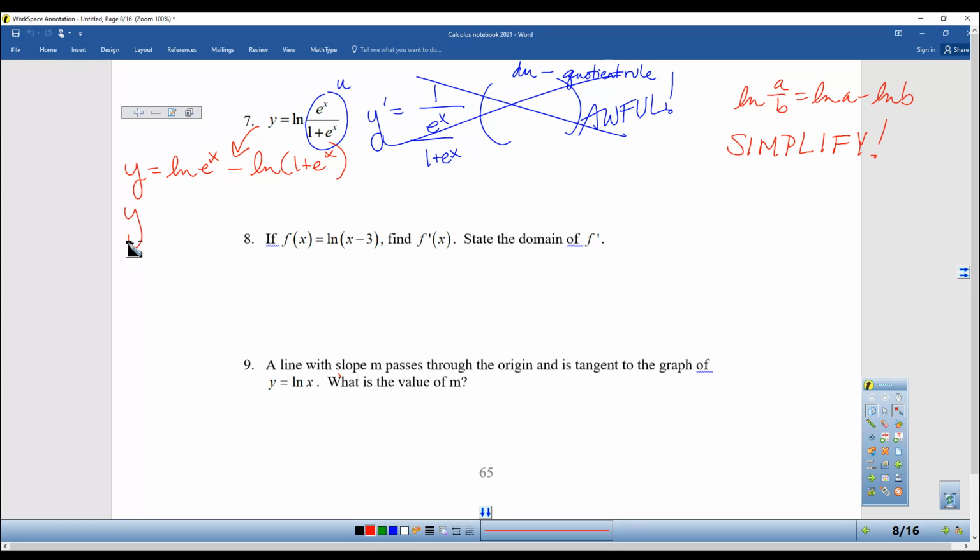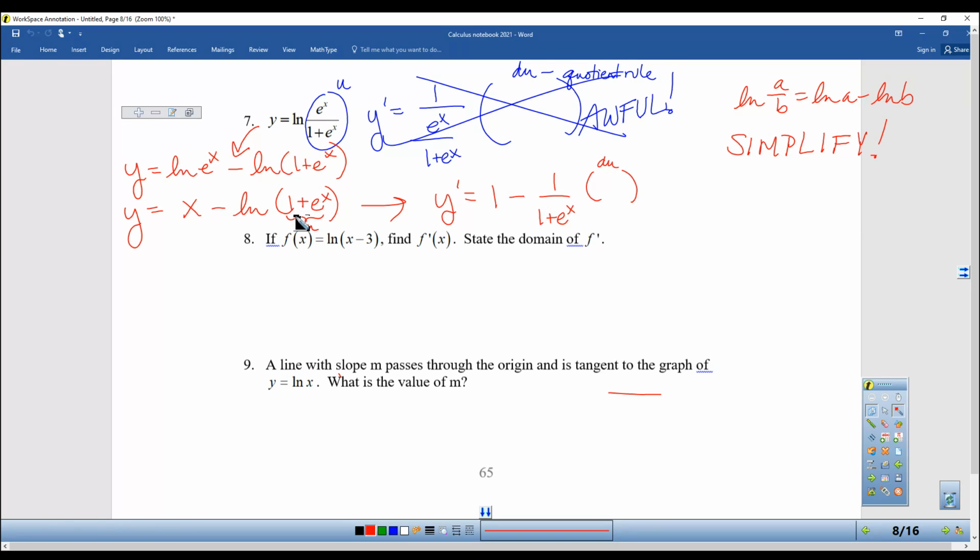And even before I keep going, the natural log of e to the x is just x. Now, I can't do that here because you've got that 1 plus stuck in there. But now we can do the derivative easily. The derivative of x is 1. And for this one, this is going to be my u. So the derivative of ln of u is 1 over u times the derivative of u.